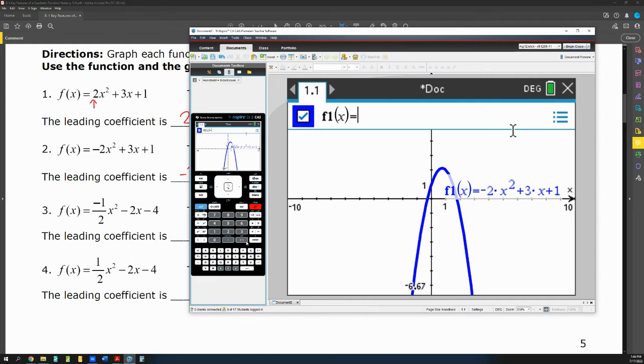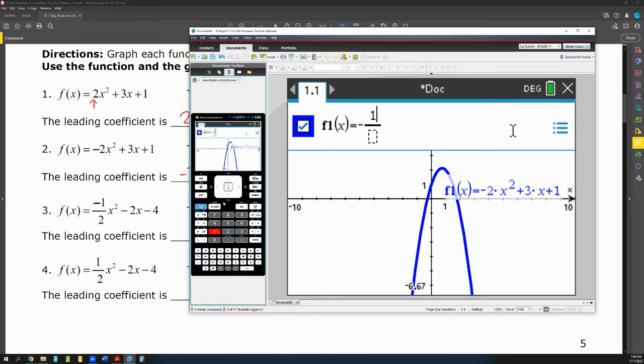So we have negative 1/2. I'm going to hit negative. My control divide is going to pull up my fraction bar, and so I'm going to do negative 1/2. Hit the arrow key to get out of that fraction. X squared minus 2x minus 4.